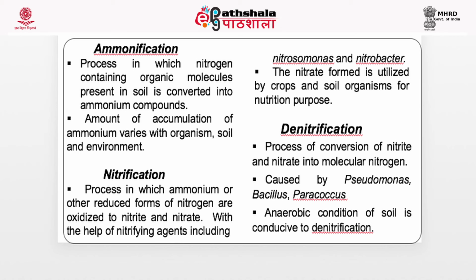The third term, which is commonly used in nitrogen cycle, is denitrification. This is a process of conversion of nitrite and nitrate into molecular nitrogen. This is caused by Pseudomonas, Bacillus and Paracoccus. An anaerobic condition of soil is conducive to denitrification.